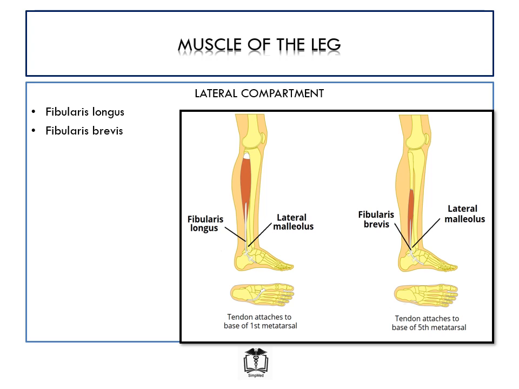Let's talk about the lateral compartment muscles. This includes the fibularis longus and fibularis brevis muscle. The unique thing about these muscles is that they are both innervated by a similar nerve. They are innervated by the superficial fibular nerve. So the anterior compartment muscles are innervated by the deep fibular nerve, whereas the lateral compartment muscles rather are innervated by the superficial fibular nerve.